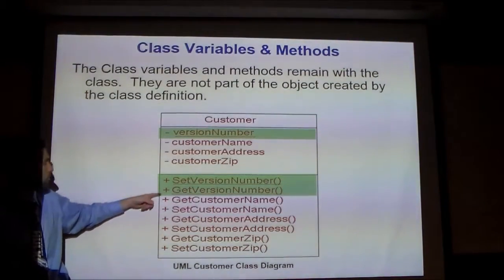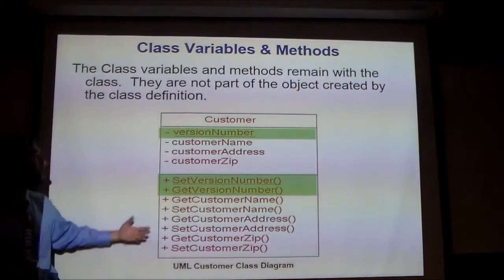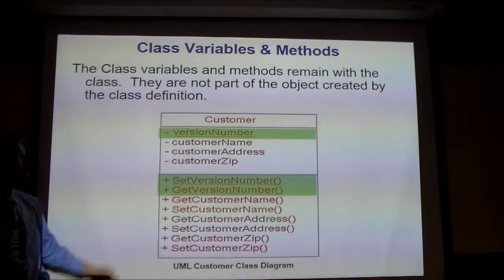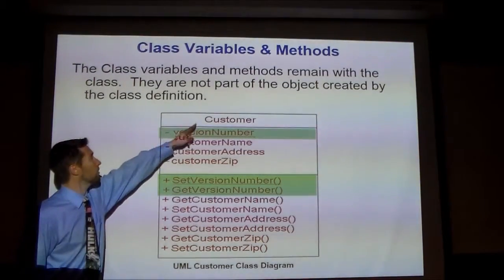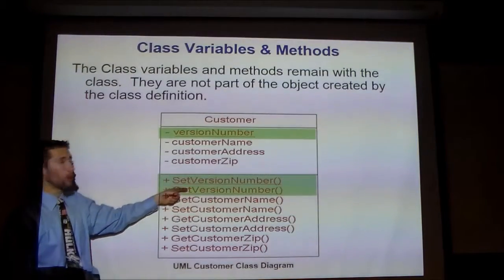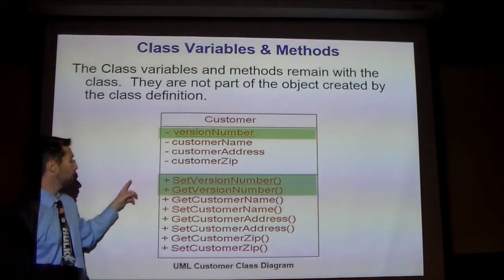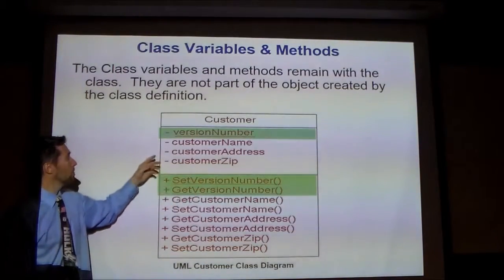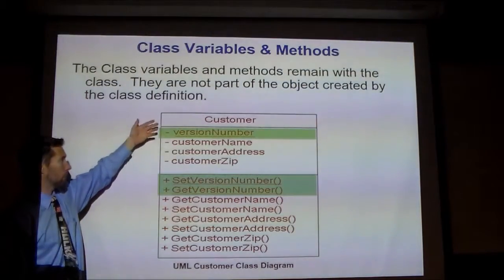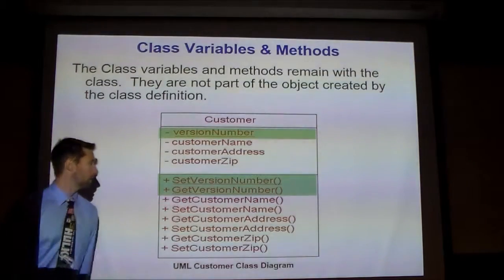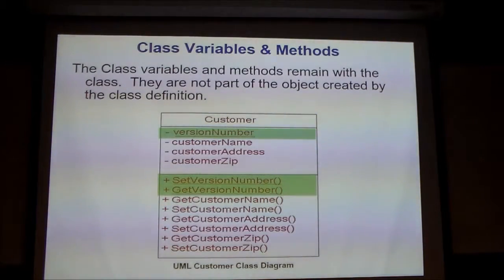Okay, down here we've got 1, 2, 3, 4, 5, 6, 7, 8 methods. How many of these methods are class level methods? 2. Meaning if you wrote out customer dot get version number, you could get that without using the new statement. But if you wanted to do customer dot get customer name, you'd have to do customer x equals new customer, x dot set customer name, set it, and then x dot get customer name. Can you change one of the ones that aren't underlined and force it to be underlined? Or I'm wrong?